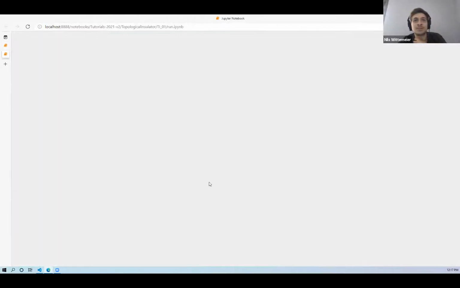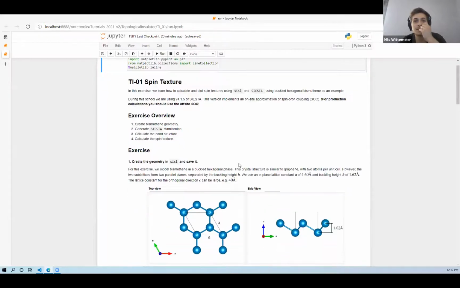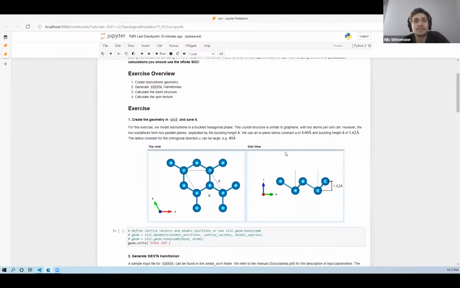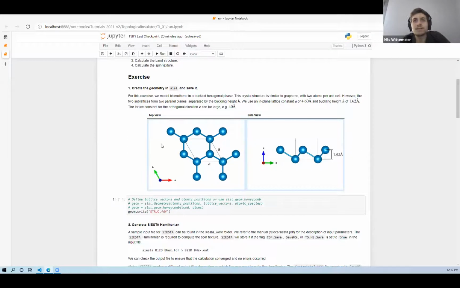I'm quickly going to jump into this to show you the system that we're looking at, in case somebody hasn't seen it yet. This structure is basically a buckled honeycomb lattice of bismuth atoms, and this 2D structure is topologically non-trivial, and so it is a nice and easy case to demonstrate some things.